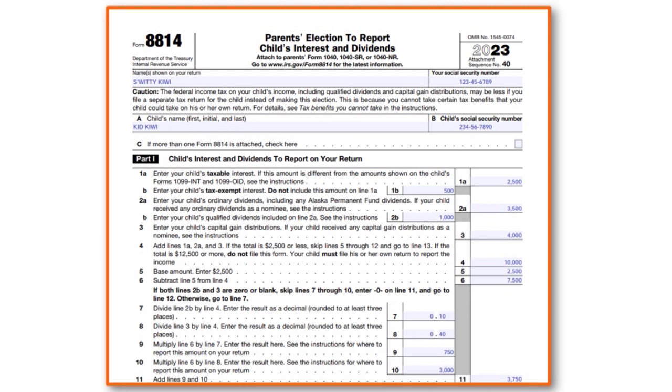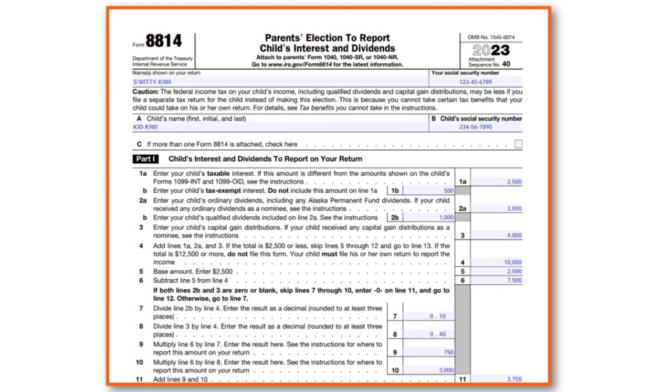On line 2B, you enter your child's qualified dividends included on line 2A. Out of $3,500, $1,000 was qualified dividends. On line 3, if you follow the instructions, we put $4,000 for our child's capital gain distributions. When we add line 1A, 2A, and 3, everything amounted to $10,000. You can see it on the screen: 2,500 plus 3,500 plus 4,000 gives 10,000.